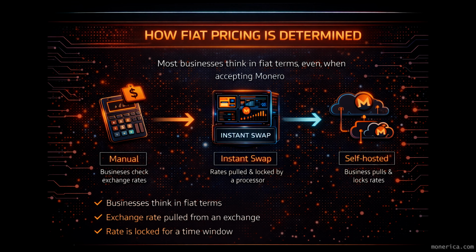Payment processors automate this by pulling price data from one or more exchanges, calculating a Monero amount at checkout, locking that rate for a short time window, and generating an invoice with an expiration. If payment arrives late, it may be flagged as under or overpayment. Self-hosted systems work similarly, but the business chooses which exchange price source to use, how long rates are locked, and how expired invoices are handled.